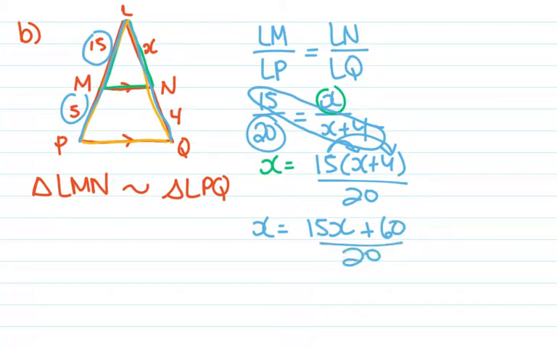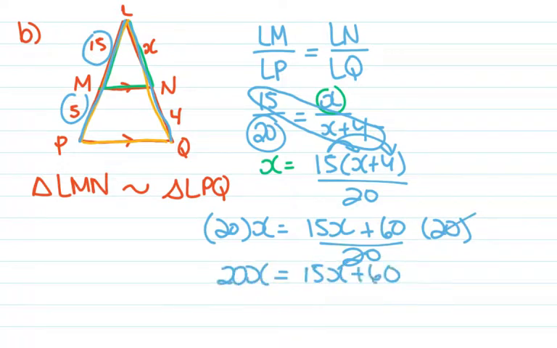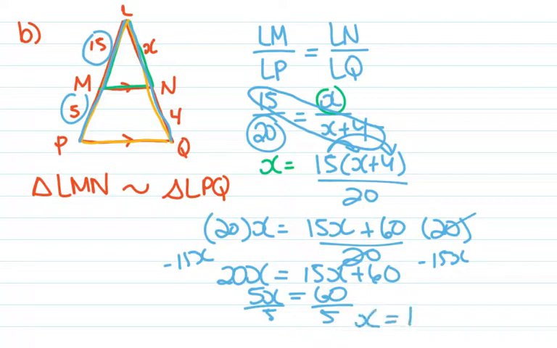In order to get rid of the 20, we'll multiply both sides by 20. These ones will cancel out. Now we have 20x equals 15x plus 60. We'll subtract 15x from both sides to get all the x's on one side. Now we have 5x equals 60. Divide both sides by 5. X equals 12. So the missing side length is 12.